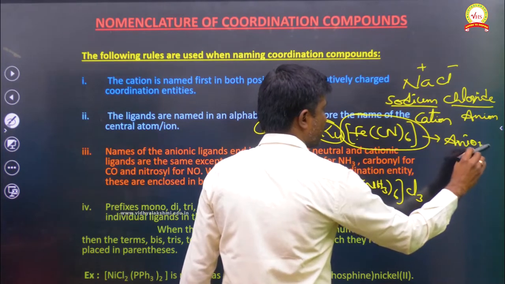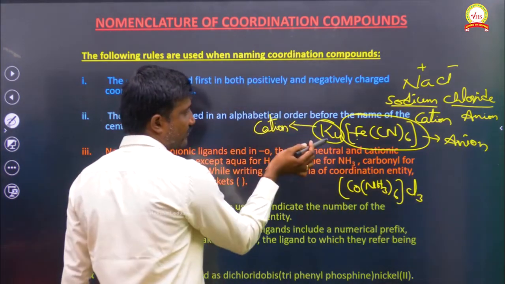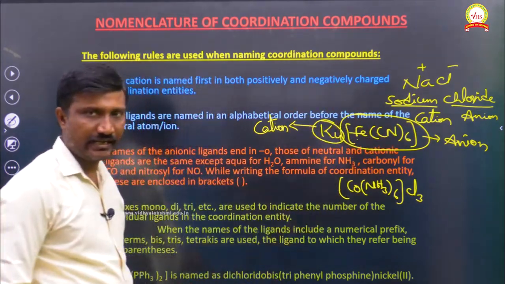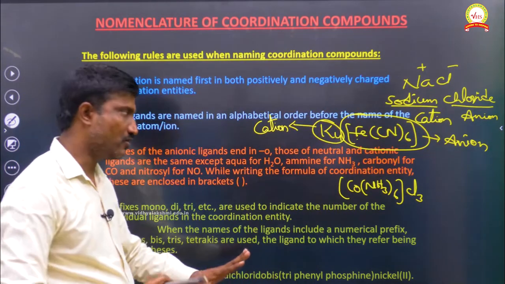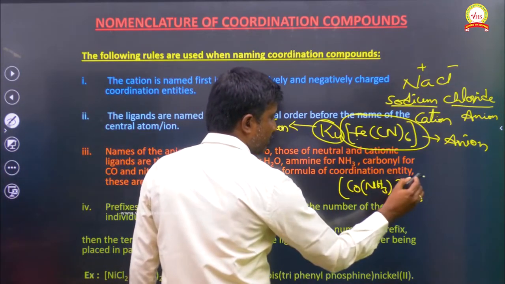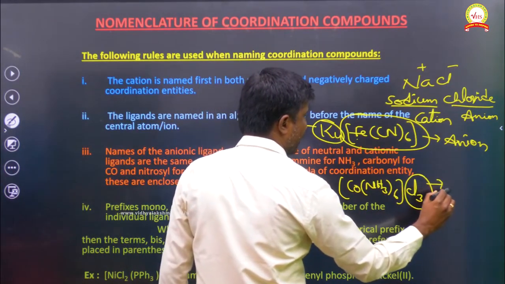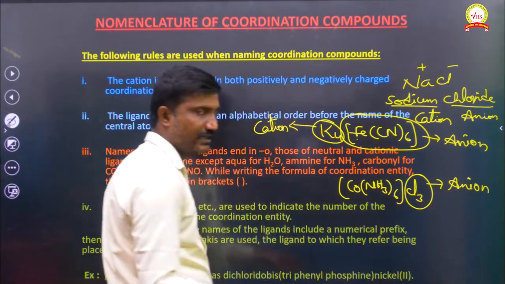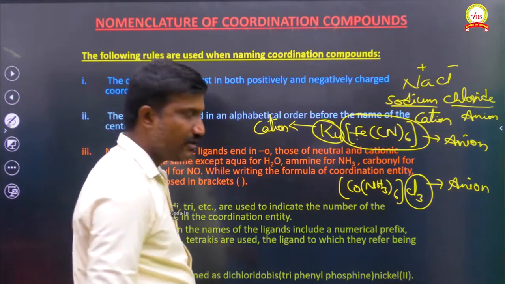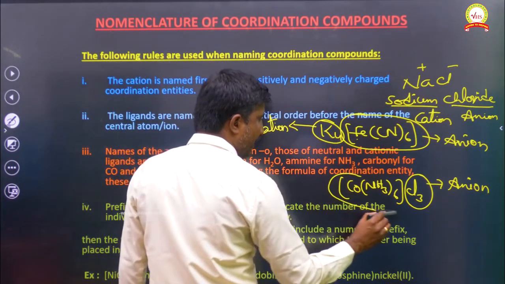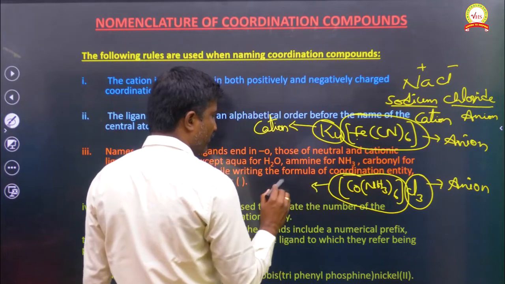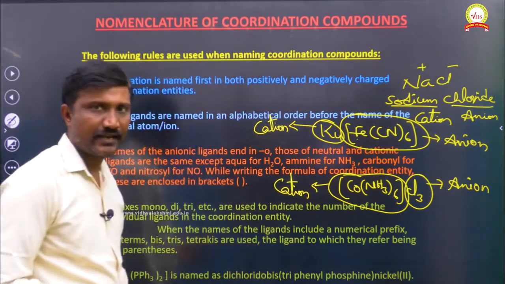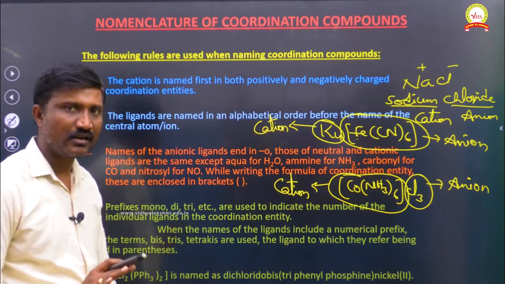So when we write the name of this compound, first we write the cation name, potassium, and after that the coordination sphere name, because it is the anion. Like that, in the other compound, the counter ions present on the right side act as the anion, and the coordination sphere acts as the cation. Is it clear?